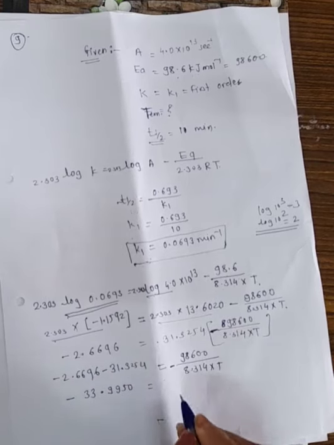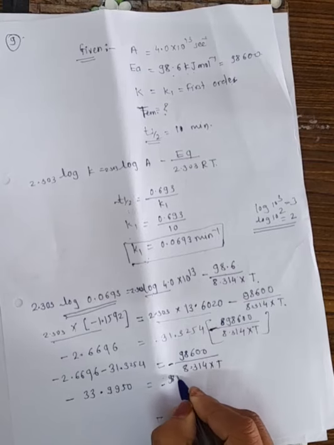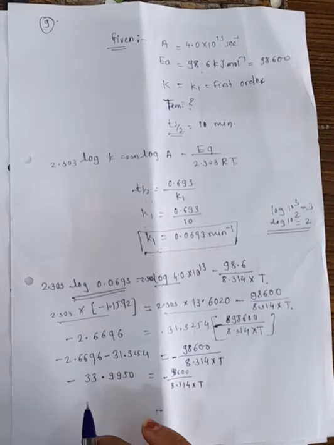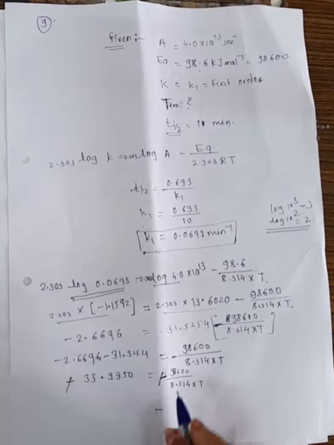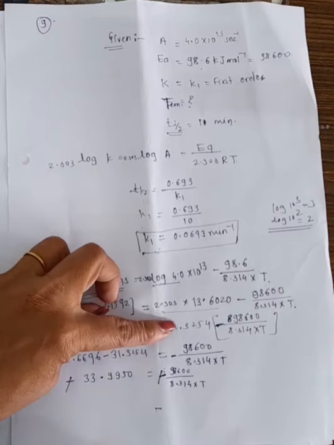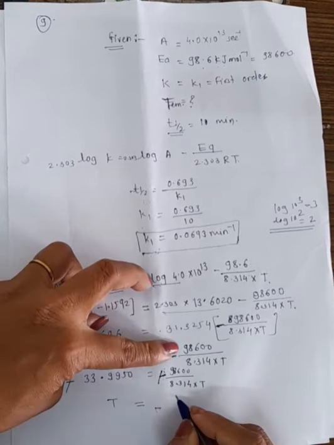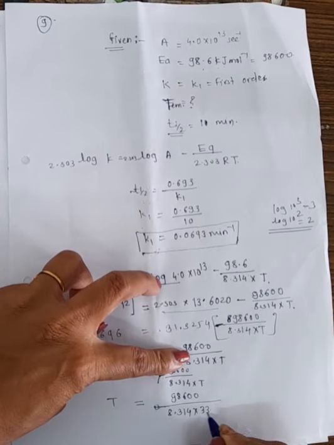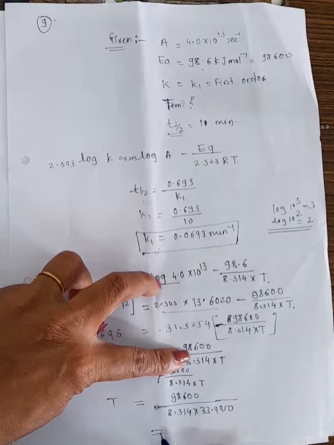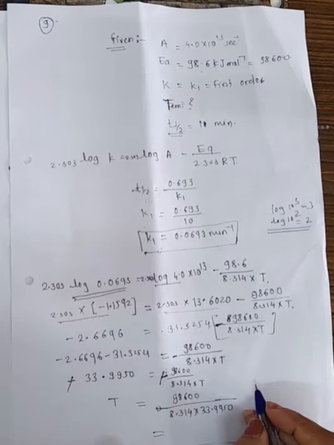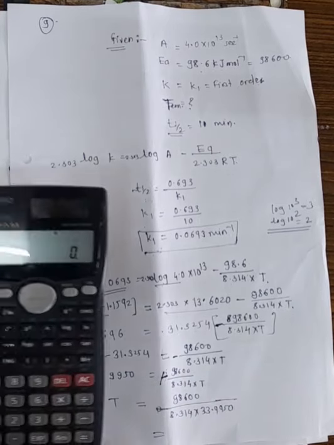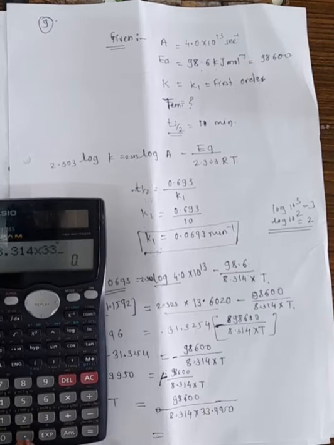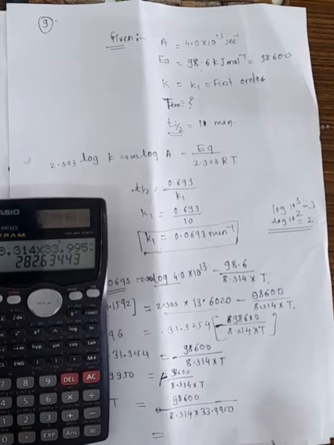33.9950 is equal to the same 98,600 upon 8.314 into T. Then the negative sign gets cancelled out, and we get a very simple equation, that is T is equal to 98,600 upon 8.314 into 33.9950, and when you multiply both of the terms, of course you will use the scientific calculator for such calculation, and a scientific calculator is allowed for your university examination also.